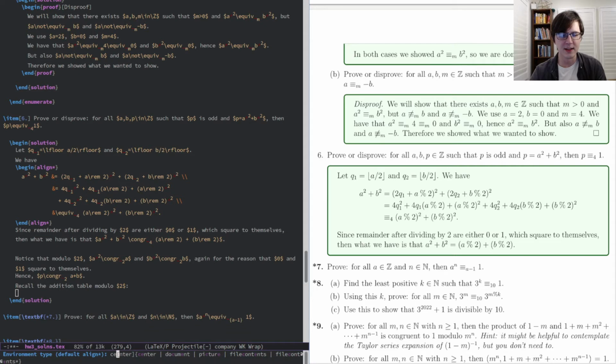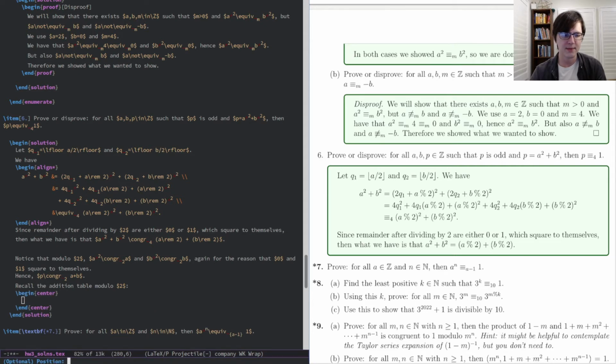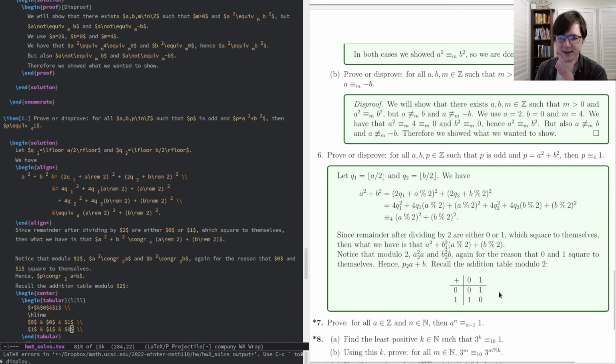Now this is a very tabular day. Plus, 0, 1, H line, 0, 0, 1, copy it, 1, 1, and now the only interesting part of this addition table, that 1 plus 1 is 0.